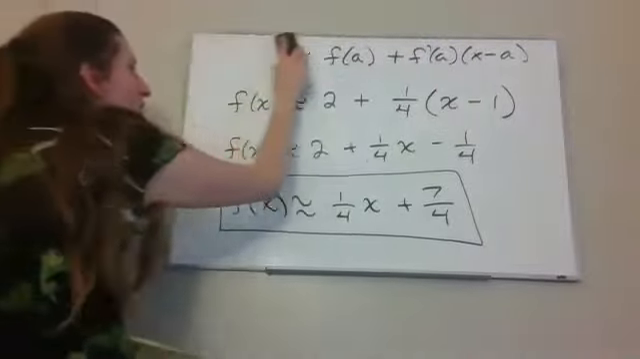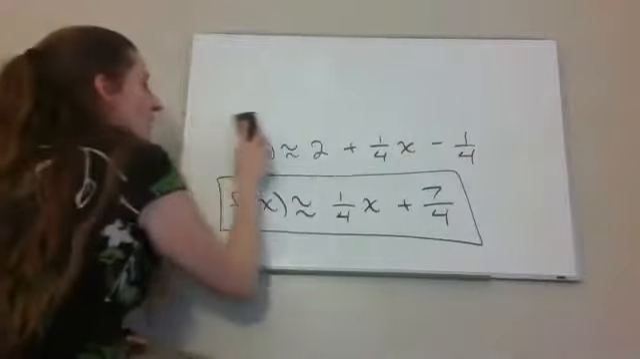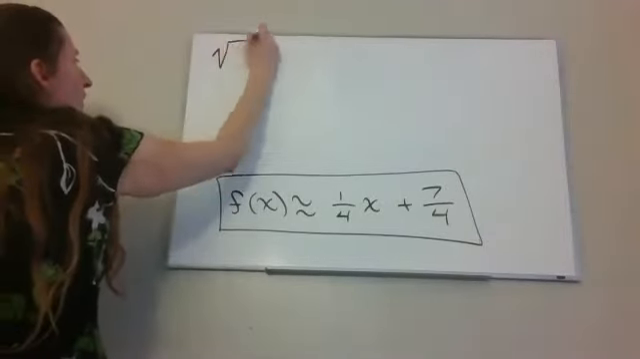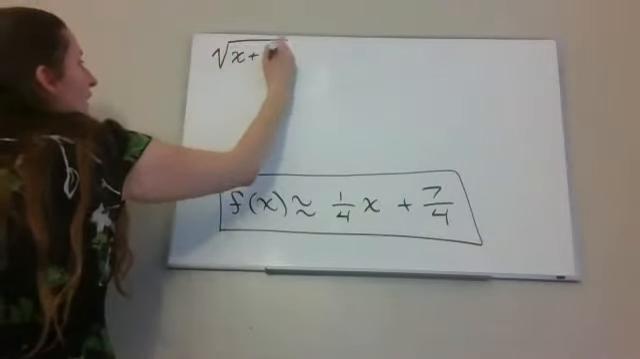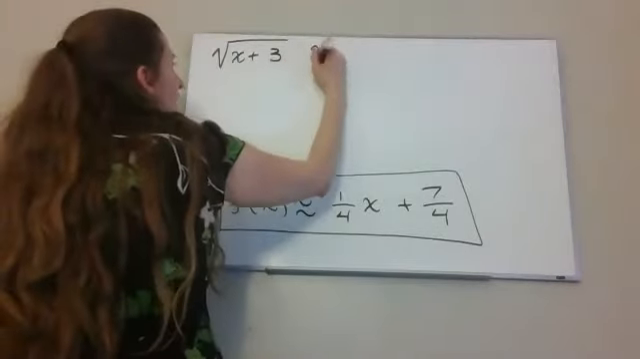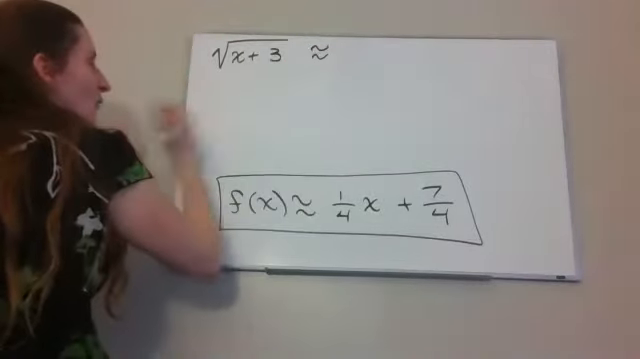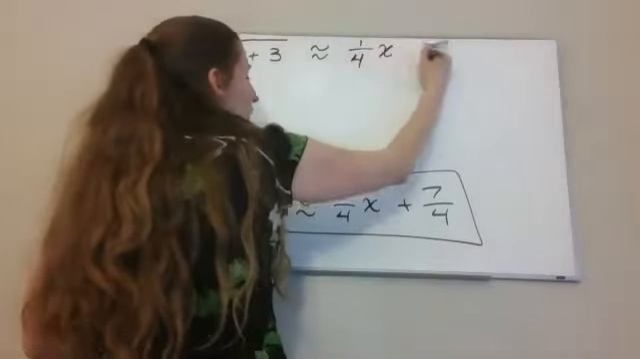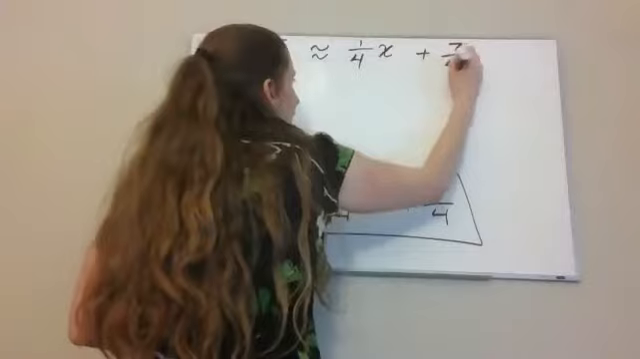Now, remember what our function actually was. My function was the square root of x plus 3. So we have said that near 1, square root of x plus 3 is approximately equal to 1/4 x plus 7/4.